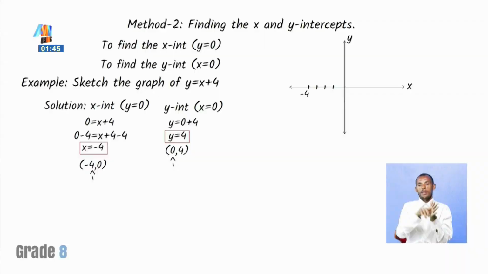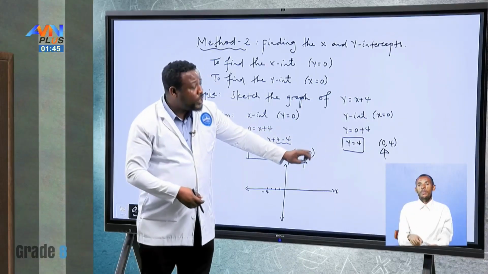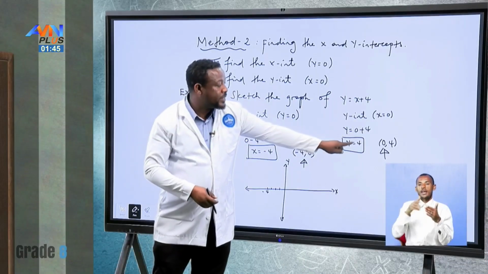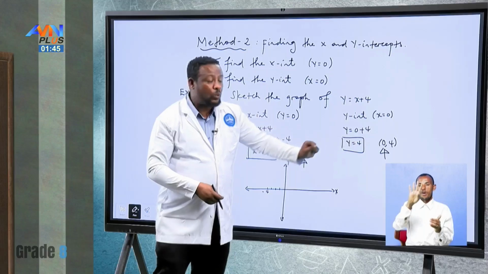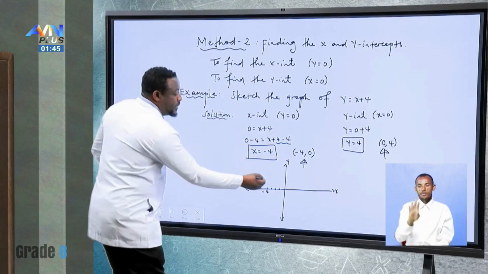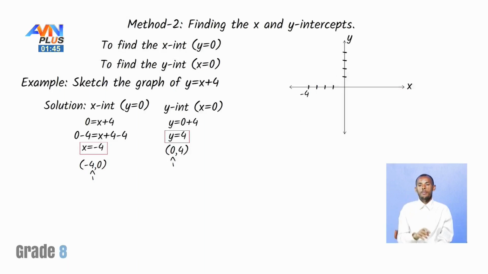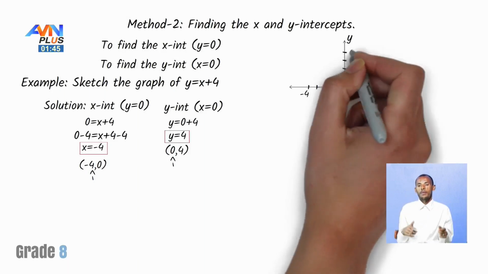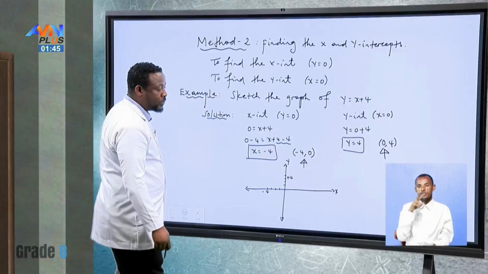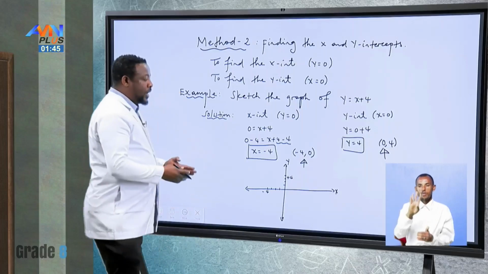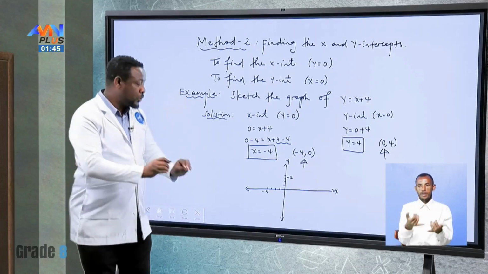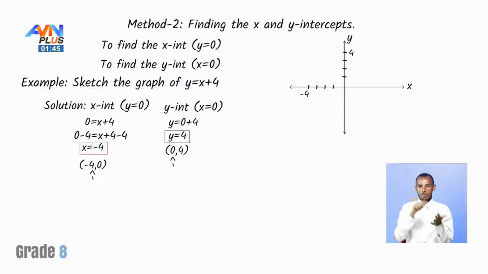And the y value, or the point where the graph crosses the y-axis, is at 4. Okay, at y is equal to 4. That means you need to count 4 units above the x-axis. Probably somewhere here you get y is equal to 4. Now, we have those 2 points, x is equal to minus 4 and y is equal to 4.